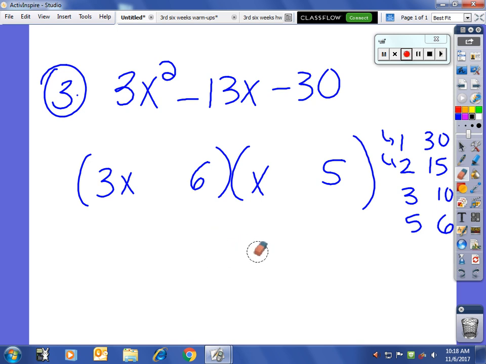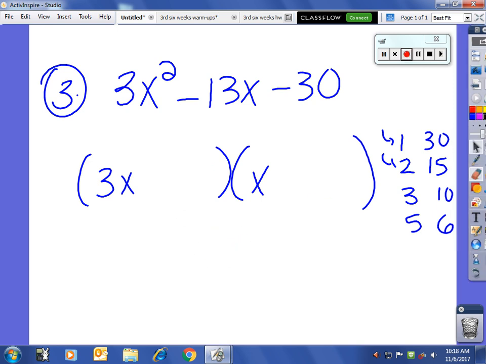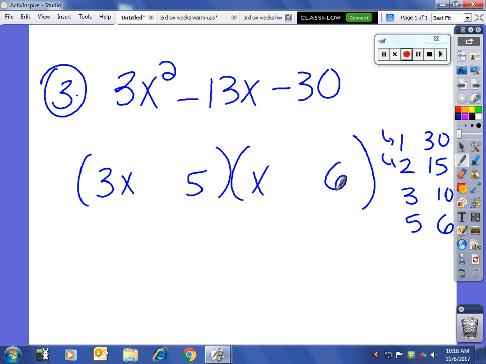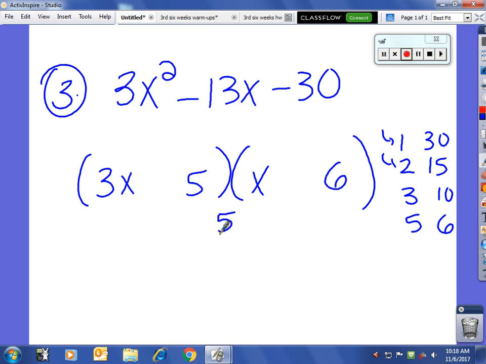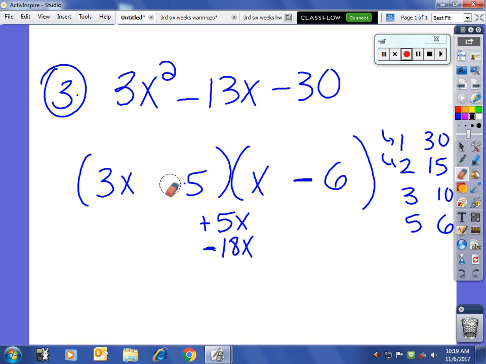Let me change the position. Let me put the 5 here and the 6 here. That would give me a 5x and 18x. Now, could that make a negative 13? Yes. How? The 18 has to be the negative one. So where does my minus sign have to go? On the 6. And the 5 has to be the positive one. So my positive has to go right here with the 5.